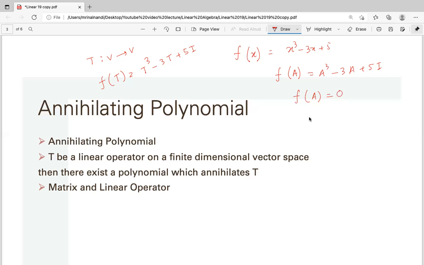Now, if you take the null matrix, any polynomial annihilates it, for any f. No, not for any f. Sorry, the constant term must be 0. If the constant term is 0, then any such polynomial annihilates the null matrix. Because if you take f(x) as, say, just 5, then f of 0 is 5I, which is not the null matrix.